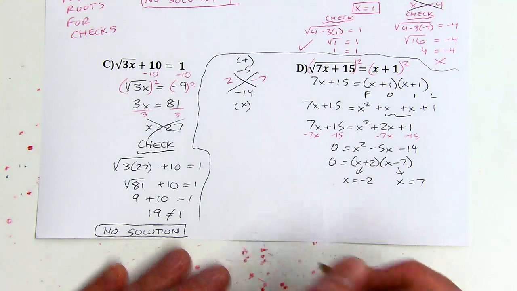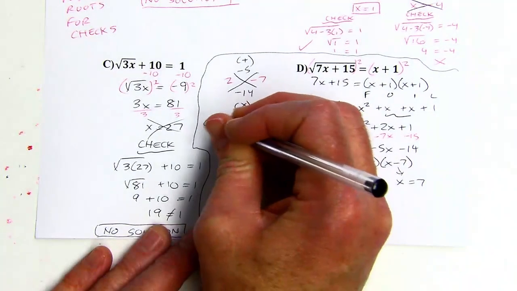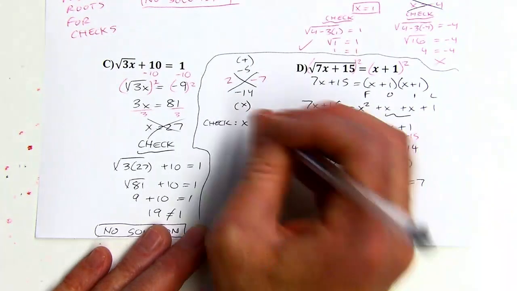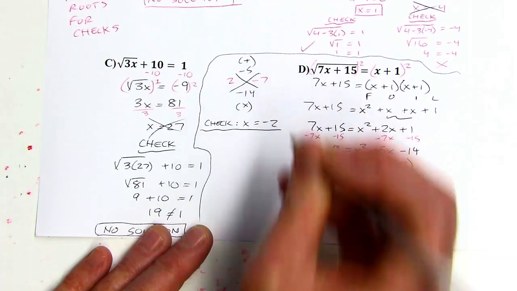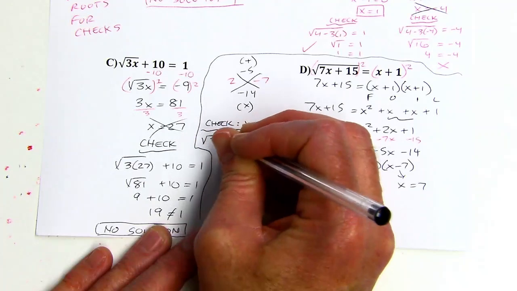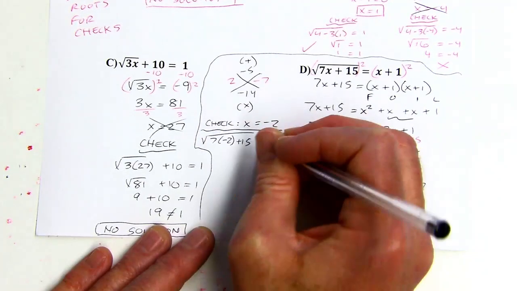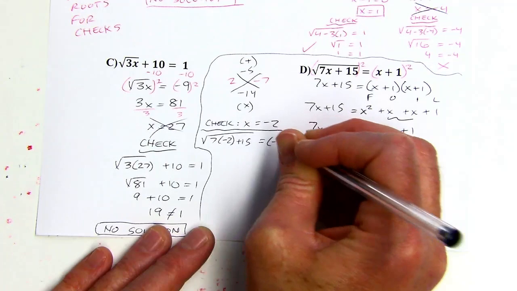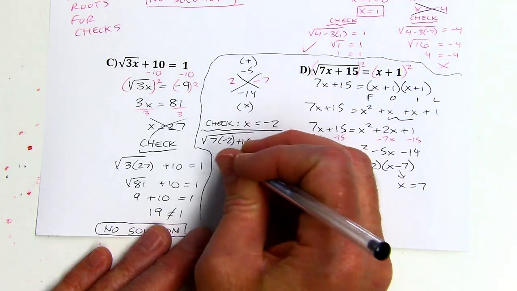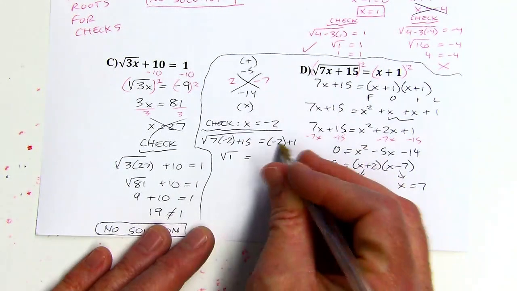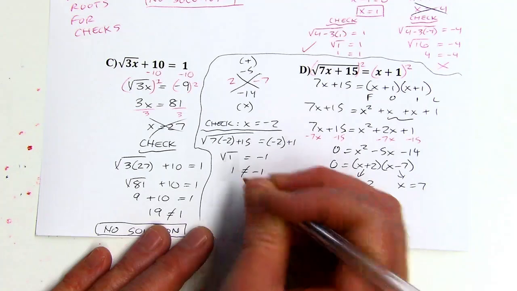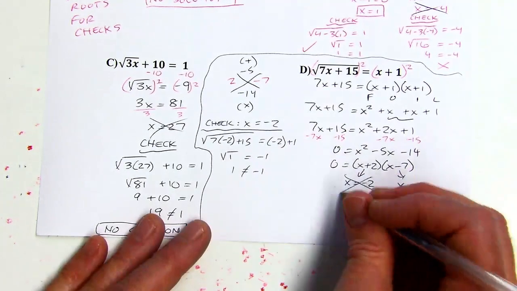But wait a second, let's check them. Okay, so I'll do a check for x equals negative 2 here, just to be clear what I'm checking. All right, so I'm going back to the original problem. Okay, let's see. I've got negative 14 plus 15, that's 1. And this would be negative 2 plus 1 is negative 1, but I'm only using the positive root. And so that one does not work. That means this is extraneous.